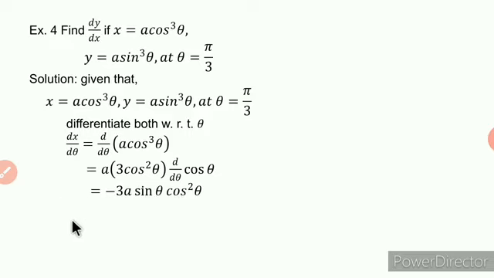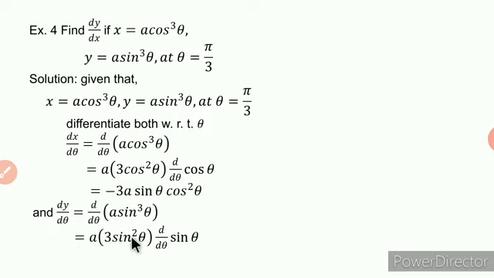Similarly, differentiating y with respect to theta, we get dy by d theta is equal to d by d theta of a sin cube theta. Now taking the derivative, we get it is equal to a multiplied by 3 sin square theta into d by d theta of sin theta. Now the derivative of sin theta is cos theta, so we get it is equal to 3a sin square theta into cos theta.